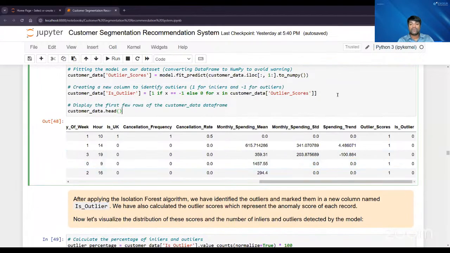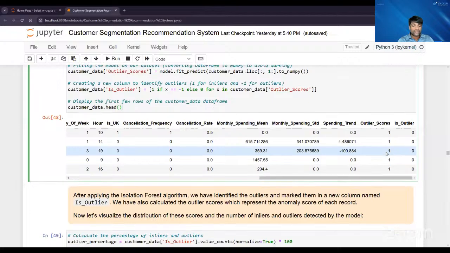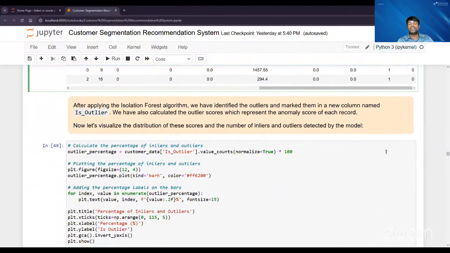Once we apply that, what is the next part? After applying this isolation forest, we have identified the outliers and marked them into a new column. Obviously, we have created a new column. We also have calculated the outlier scores, which represent the anomalies of each record. So now let us visualize this. Let us create a plot.